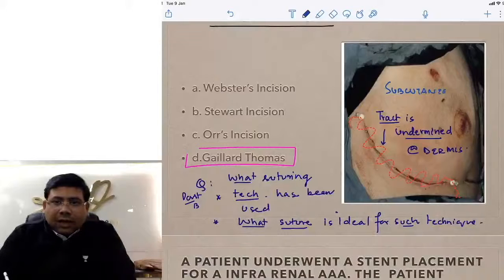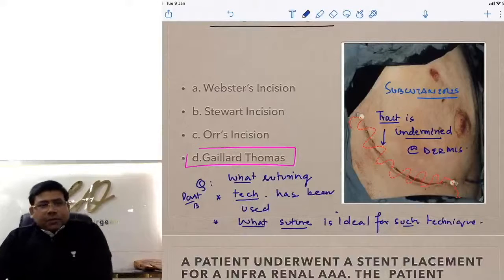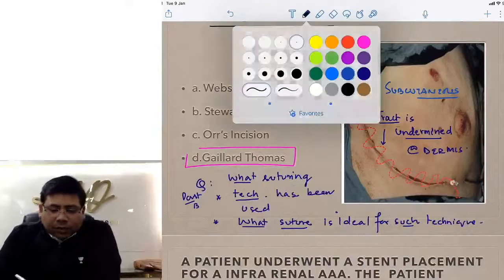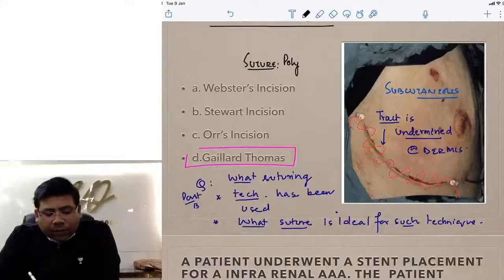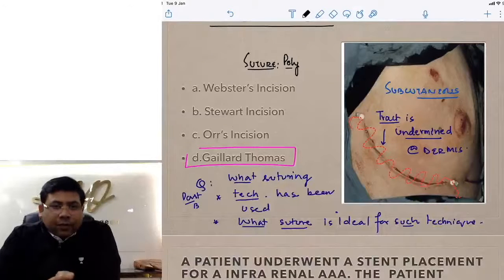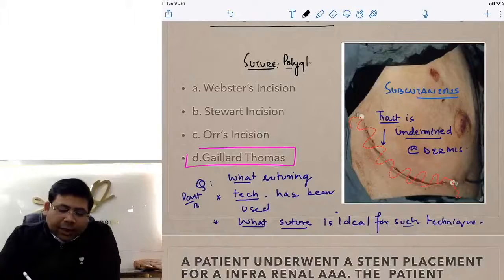Now what is the ideal suture for this purpose? The answer is polyglecaprone, so it should be absorbable. Very good. What is polyglecaprone, students? It is marketed by the name of Monocryl.